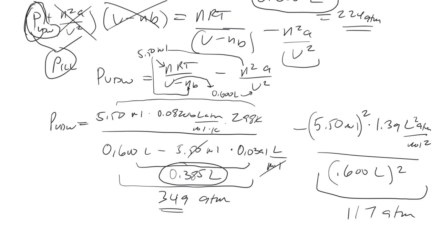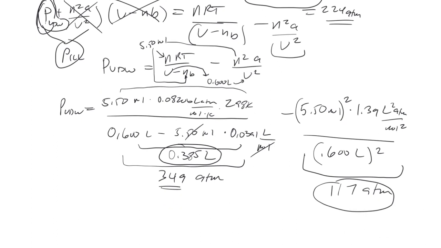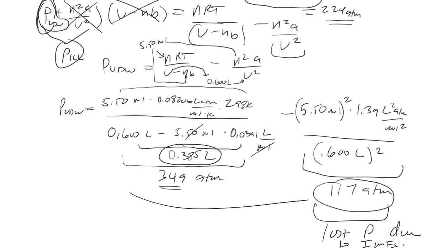So now this pressure here is the pressure being lost due to the particles sticking together. So this is the pressure that's being lost due to the intermolecular forces, due to the particles sticking together. And so the pressure increases due to the free space problem being fixed, and then the pressure is being reduced due to the particles sticking together. And then when we do this arithmetic, 349 minus 117, we get 232 ATM.